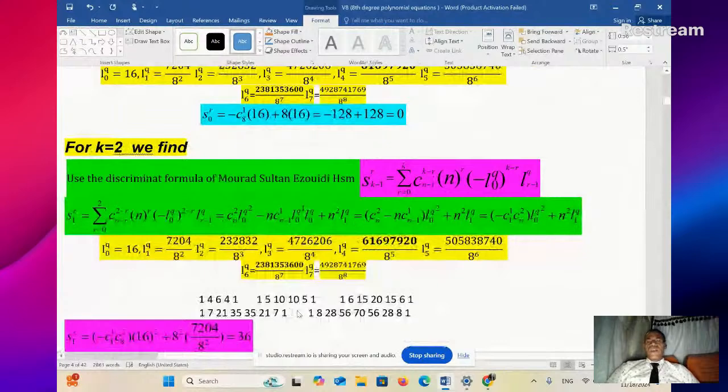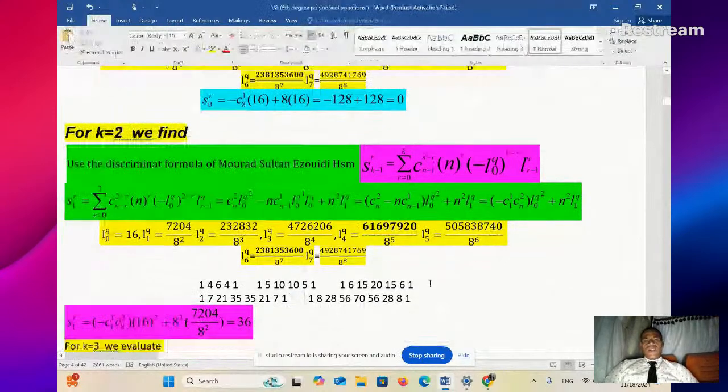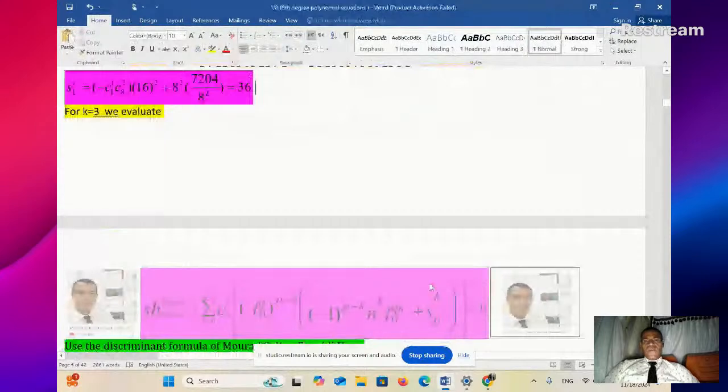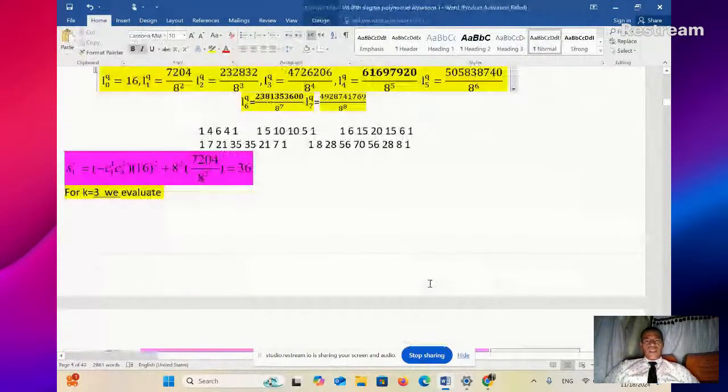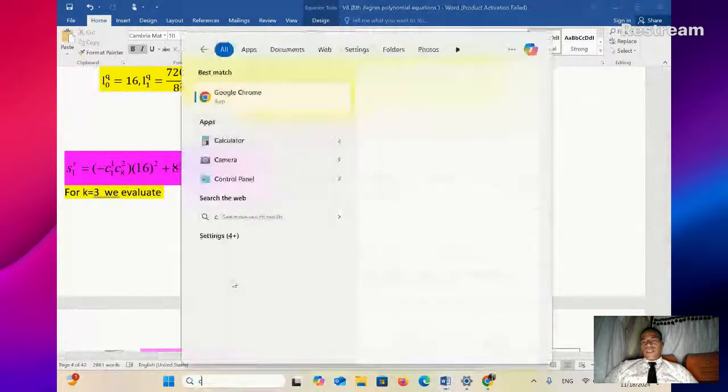Therefore, learners, of course, we are going to use the coefficients of my 8th degree original polynomial equation, so that S1 equals negative combination h is 2 times 16 squared plus 8 squared times 7,204 divided by x squared. You see, 8 squared and 8 squared will be removed. So therefore, just calculation. I'll just use my calculator to show this for you.